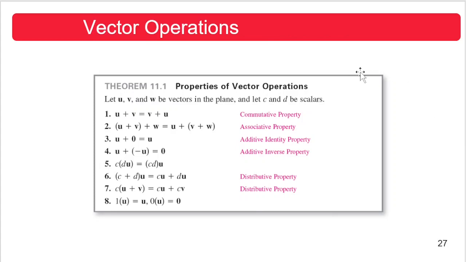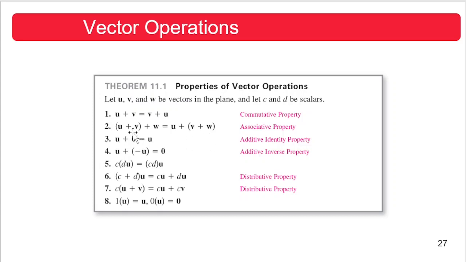Okay, next we have the properties of vector operations. In this theorem, let U, B, and W be vectors in the plane, and let C and D be scalars. The first property is called the commutative property, wherein when you take the sum of the two vectors U plus B, this is also the same thing as the sum of vector B and vector U. The next property is called the associative property, wherein the order of the sum does not affect the value of the sum of the vectors.